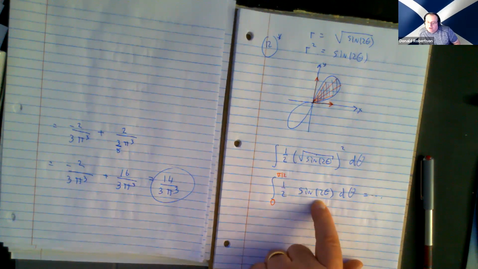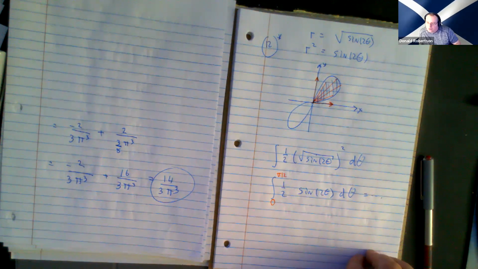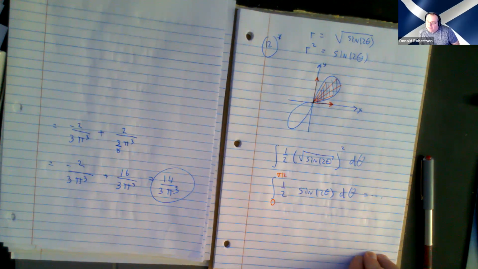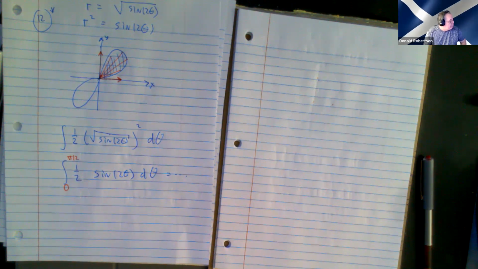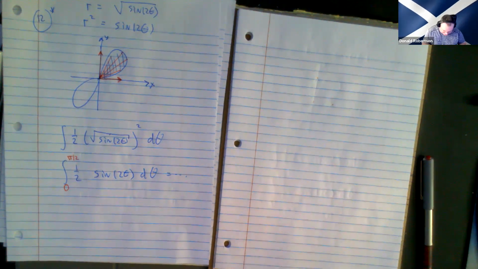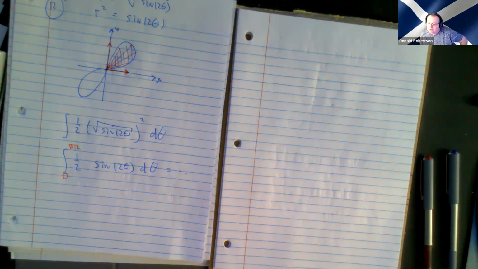If you want to integrate the sine of 2 theta, won't you get negative the cosine of 2 theta times that ugly a half again, right? And evidently the answer is a half. Go figure. Are we good? Right.